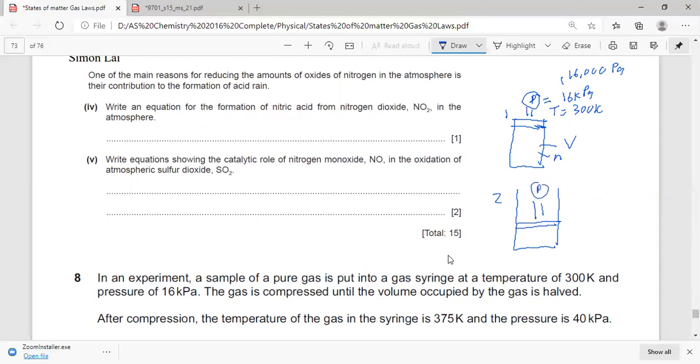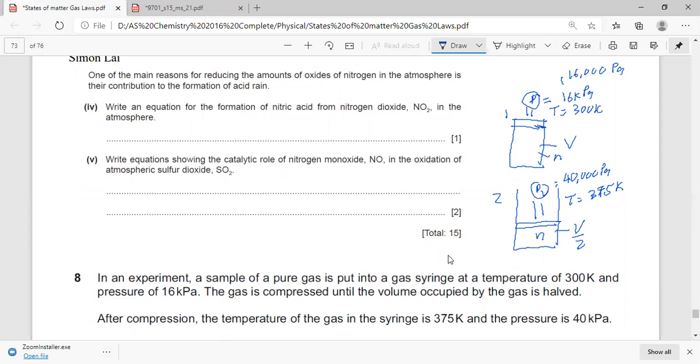The pressure P2 here is equal to how much? 40,000 pascals. Temperature how much? 375 Kelvin. Volume is what? V over 2. Number of moles is still the same.